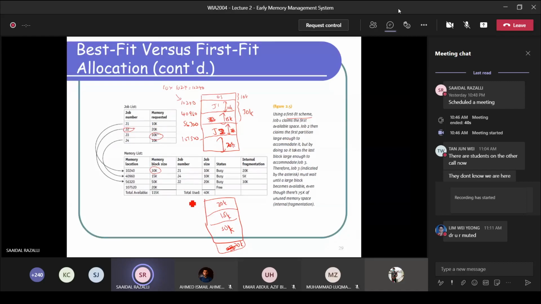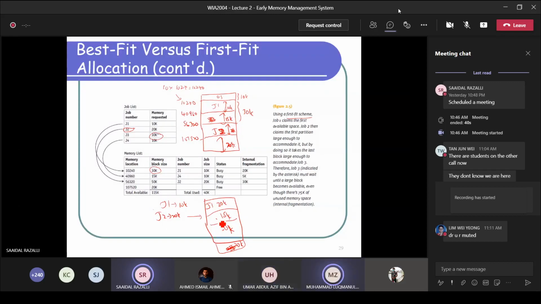J1 is 10K, so job 1 will enter. First it meets partition number 1. Partition number 1 is 30K, it fits, so this is job 1 allocated. Job 2 coming in, job 2 searches 15K. Job 1 is 10K, job 2 is 20K in size. Does it fit partition number 2?